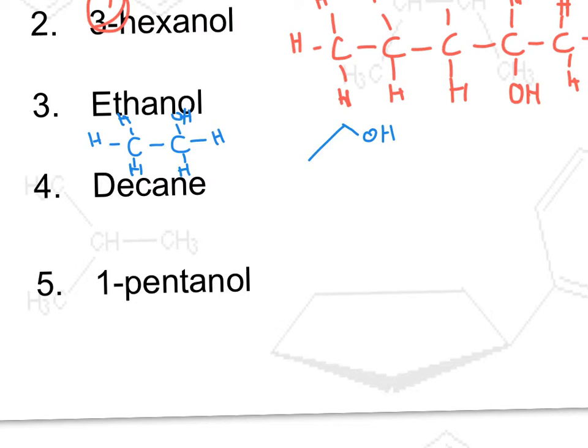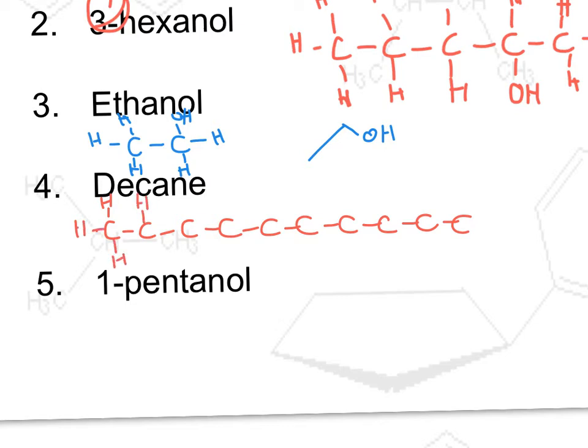Okay, decane. So decane means I have 10 carbons. 1, 2, 3, 4, 5, 6, 7, 8, 9, 10. What does ane mean? All single bonds, just bonded to hydrogens, nothing special. So you just fill them up with hydrogens. It's a lot of hydrogens here. Make sure each of the carbons has 4 bonds.